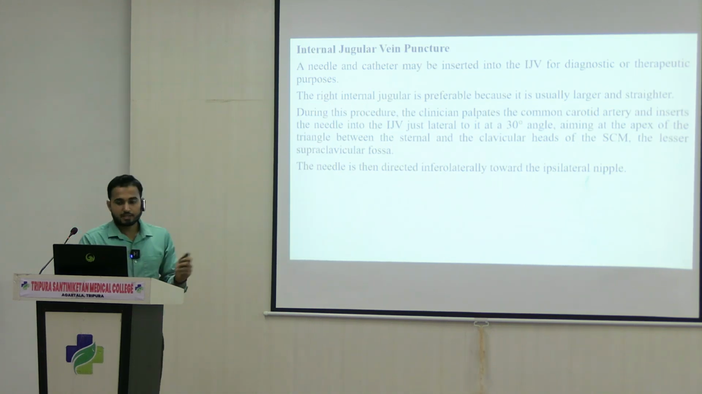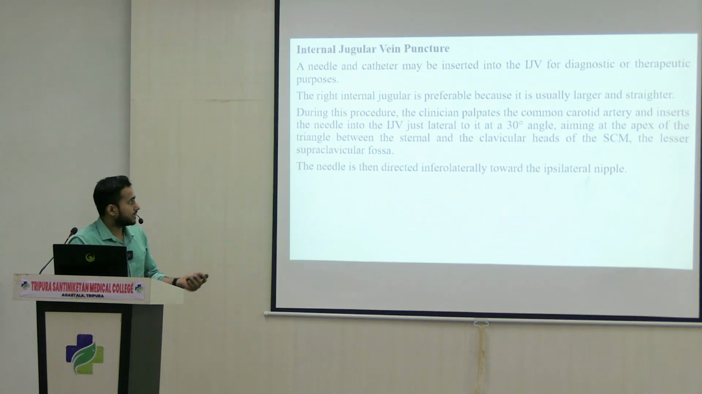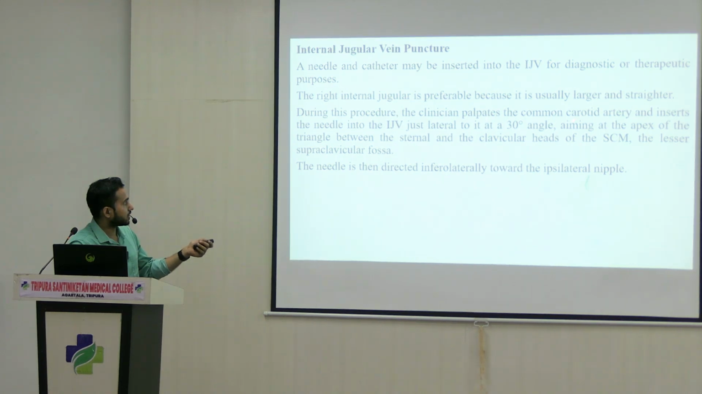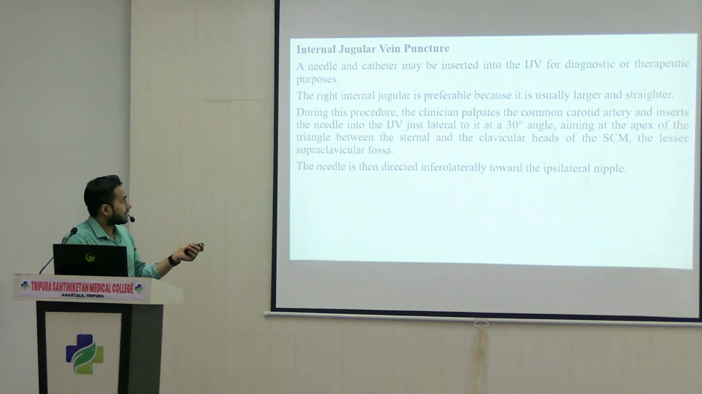So here you can see the internal jugular vein puncture. A needle catheter may be inserted in the internal jugular vein for diagnostic as well as therapeutic purposes. The right internal jugular vein is preferable. Why? Because it is larger and straighter. During this procedure, first of all, the common carotid artery is palpated. From the common carotid artery, you have to go laterally and make a 30-degree angle aiming at the apex of the triangle between the sternal head and the clavicular head of the sternocleidomastoid muscle, into the lesser supraclavicular fossa.